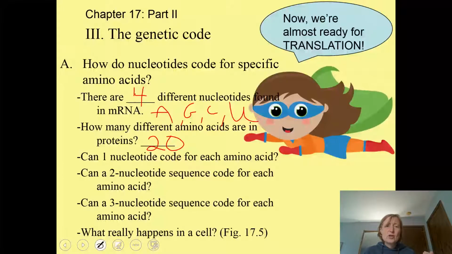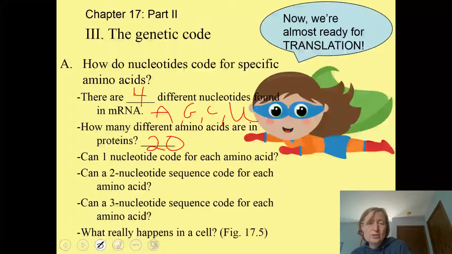translating the nucleotide code into amino acids, can one nucleotide code for each amino acid? Well, no, there are only 4 nucleotides and 20 amino acids. What about a 2 nucleotide code, like UU, AA, GC, AU? Can 2 nucleotides code for each amino acid?